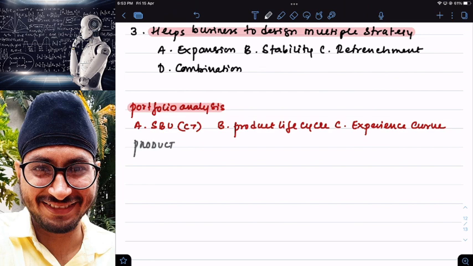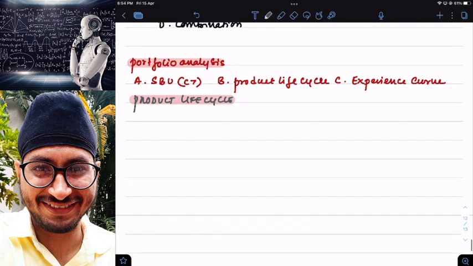Product life cycle. Clear? In every product's life cycle we have 4 stages. I repeat, in every product's life cycle we have 4 stages. One is introduction, growth, stability, decline. How many stages, sir? 4 stages.